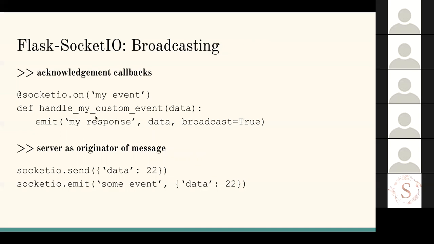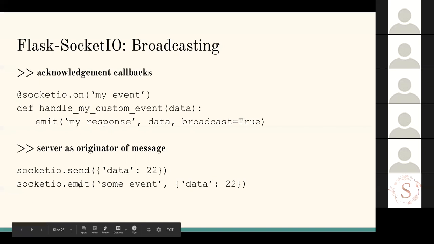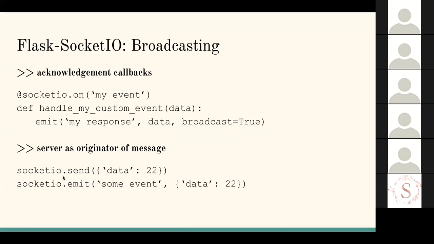And the server is the originator. So this is callback, acknowledgement, broadcast, where I receive the event, and when I receive something, I respond with this emit method. But let's say the server wants to initiate the message, independently, to send something. What you can do is just use socket.io send and emit, and send the message. This is the use case when the server is doing a broadcast without listening to something or without waiting for something.